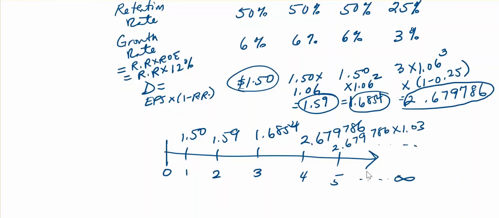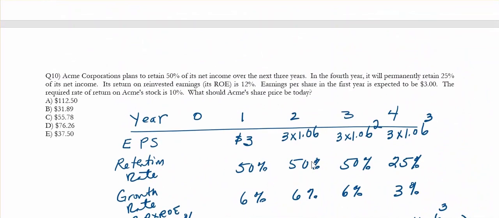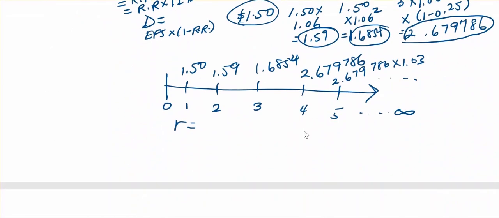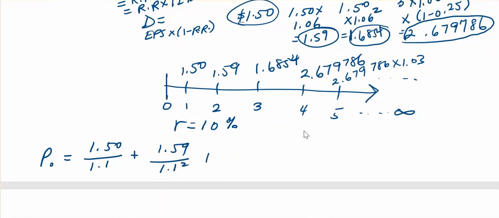In fact, we're going to calculate the present value based on a required rate of return of 10%. So the price is $1.50 over 1.1 plus 1.59 divided by 1.1 squared plus 1.6854 divided by 1.1 cubed plus 2.679786, the year 4 dividend.